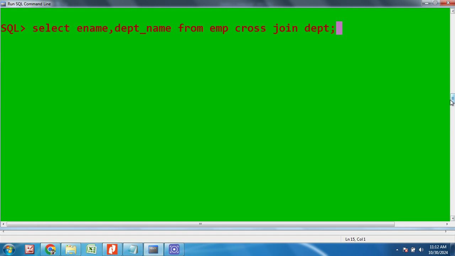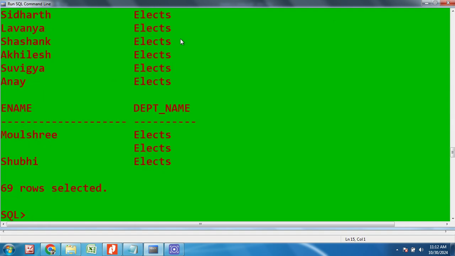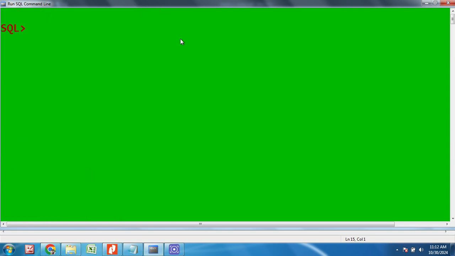In Cartesian join we can write cross join. For that the syntax is select ename comma dept name from emp cross join dept. So it is giving me the same output as above. Now clear the screen.